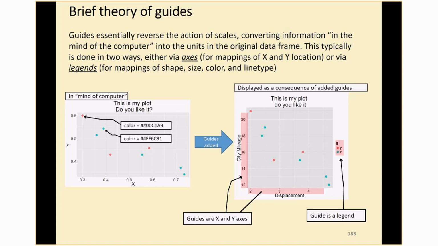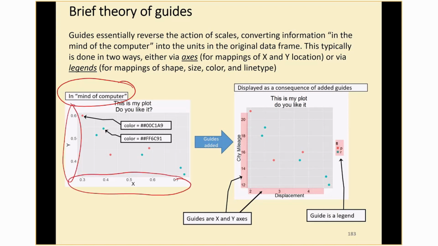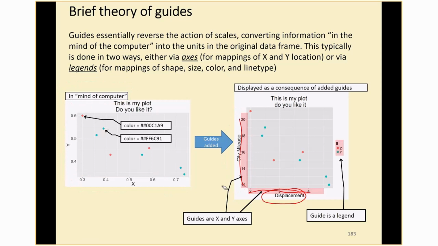So in the mind of the computer, on the y-axis are numbers that go from 0 to 1, and on the x-axis are numbers that go from 0 to 1. And the guides in this particular case would be the axes that tell us, hey, what's on the y-axis is actually city mileage going from here to here, and what's on the x-axis is displacement going from here to here. And similarly, if we think about color, in the mind of the computer, these things here are hexadecimals. And so what they're converted to using the guides is a legend that tells us that, hey, this is the premium and that is the regular.